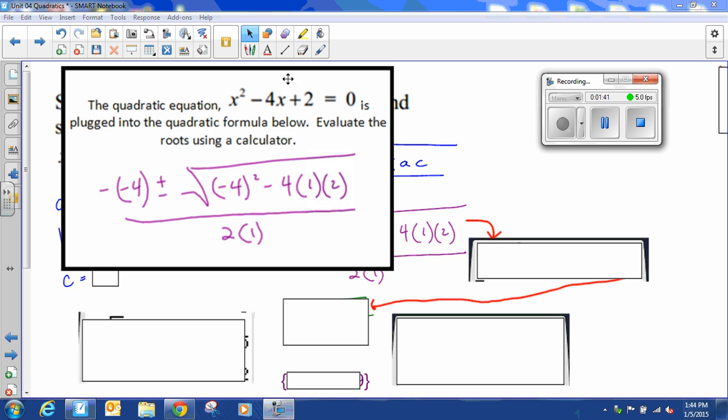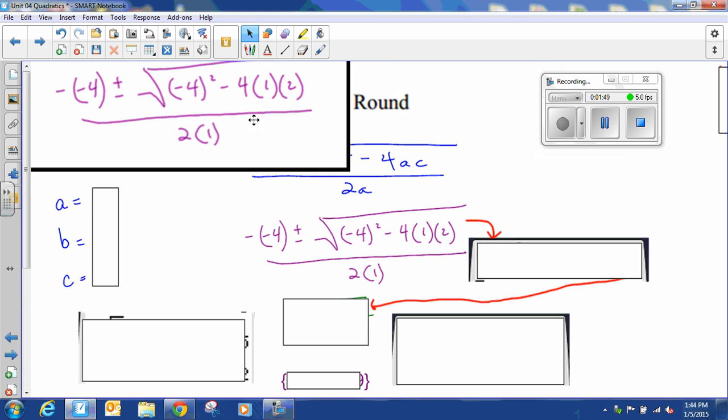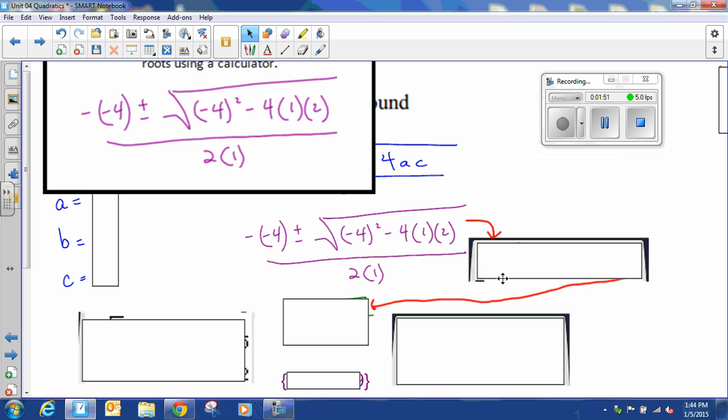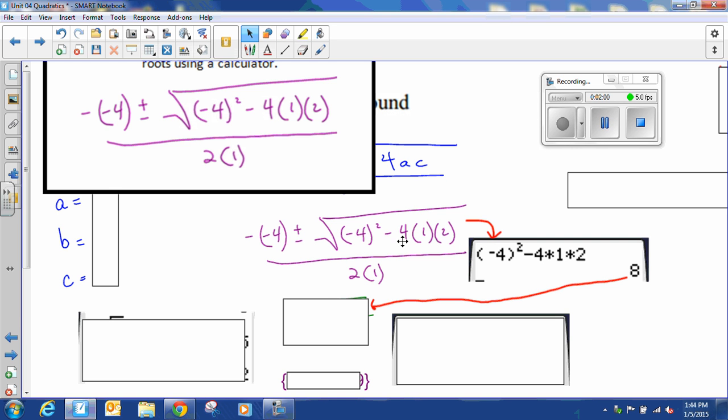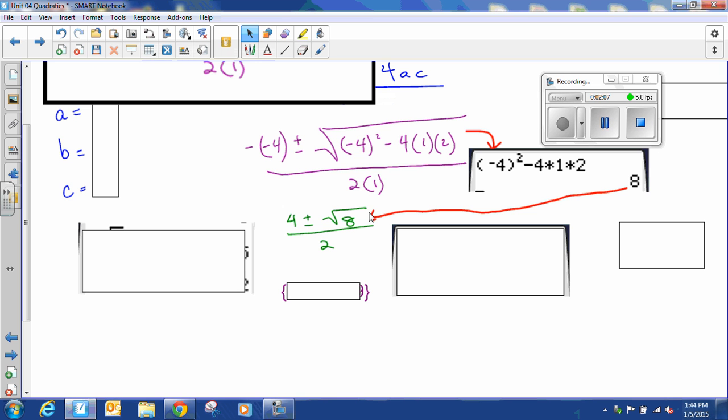The quadratic equation here is plugged into the quadratic formula below. Evaluate the roots using a calculator. What I really need you to remember is what chunk to evaluate at a time. Remember, you can't do it all at one time without using all sorts of parentheses. I think it's easier just to evaluate the part under the radical first, giving you 8. If 8 goes under here, we have 4 plus or minus radical 8 all over 2.